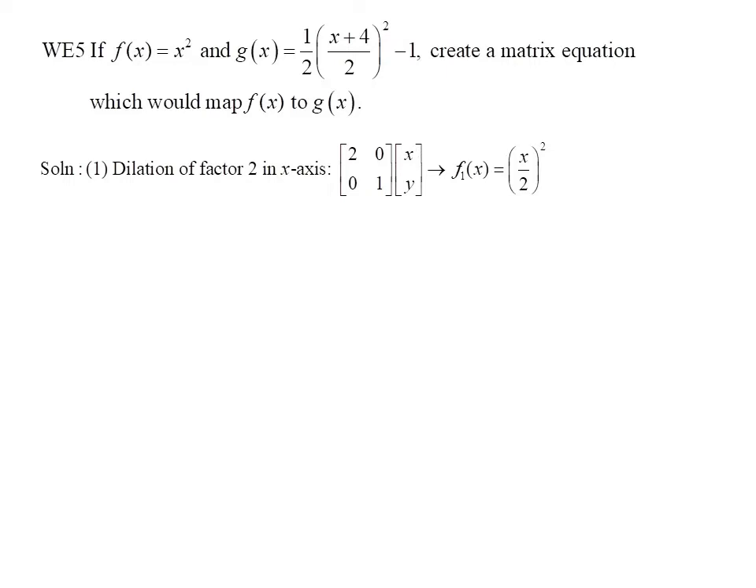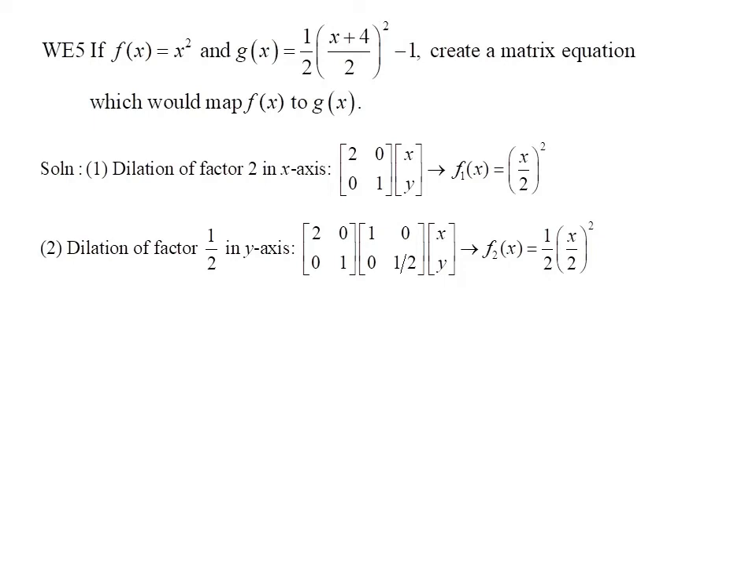The first step is to apply a dilation factor 2 parallel to x-axis, which represents a value of 2 on the upper left corner of a 2 by 2 diagonal matrix, while the rule of the transformed function becomes f(x) equals x over 2, or in parentheses squared. The second step is to apply a dilation factor half in y-axis, which shows a value half at the down right corner of the diagonal matrix. The corresponding transformed function now becomes half times x over 2, or in parentheses squared.